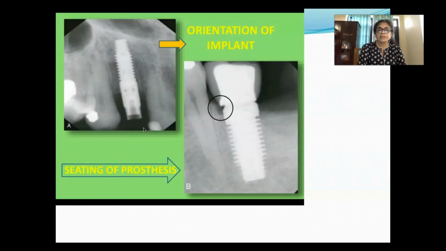This is an IOPA radiograph. In an IOPA we can appreciate more resolution. It is best for a single implant. You can see the surrounding area and how the normal anatomic landmarks are seen. So this type of IOPA is good for single implants, before and after implant placement.